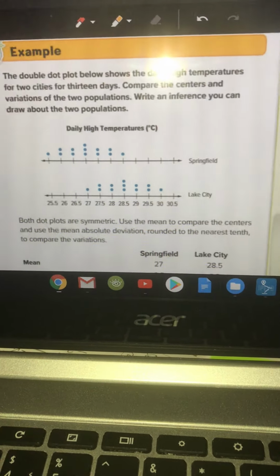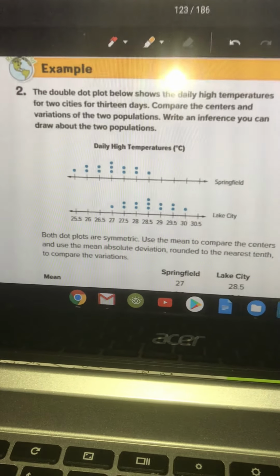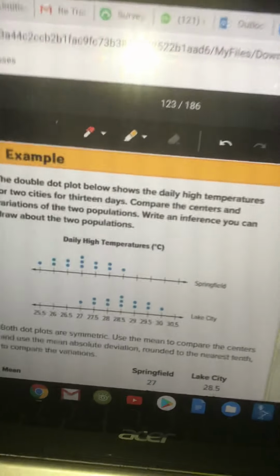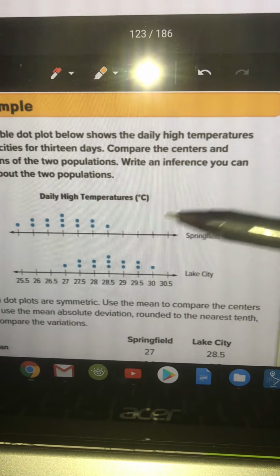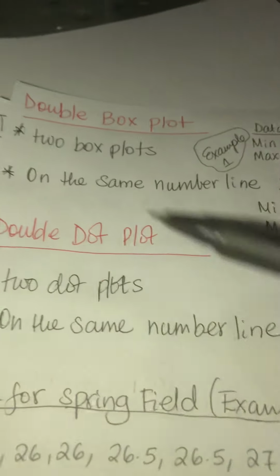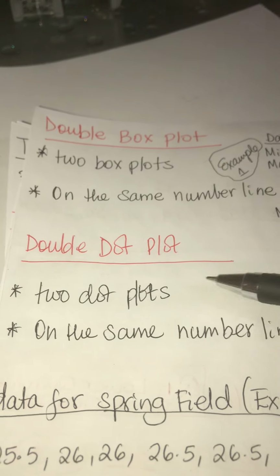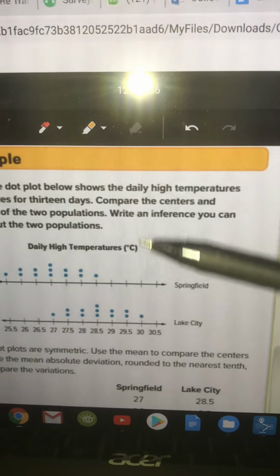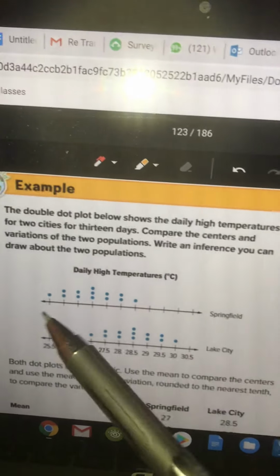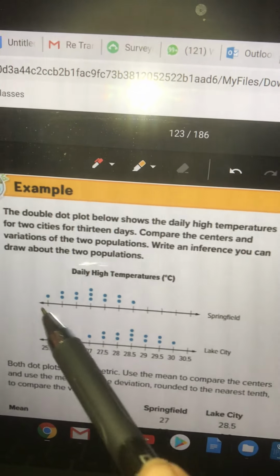You draw this, please. Make sure you draw the pictures in your blue book. You write the title and you draw it just like that. The two dot plots are on the same number line, so you have Springfield and Lake City, and you have one number line because this is the one with the numbers.